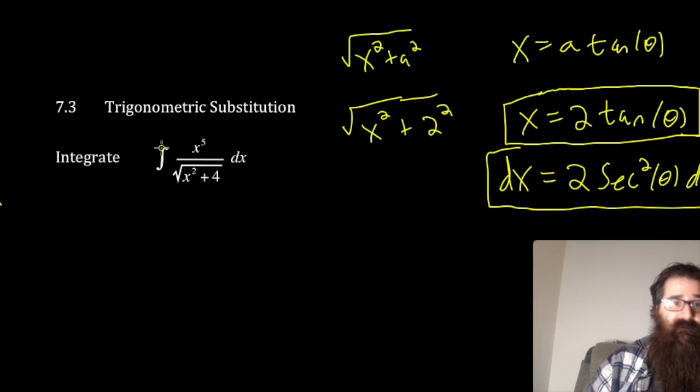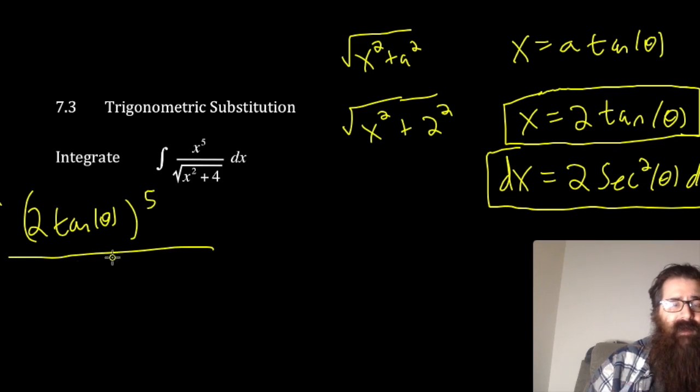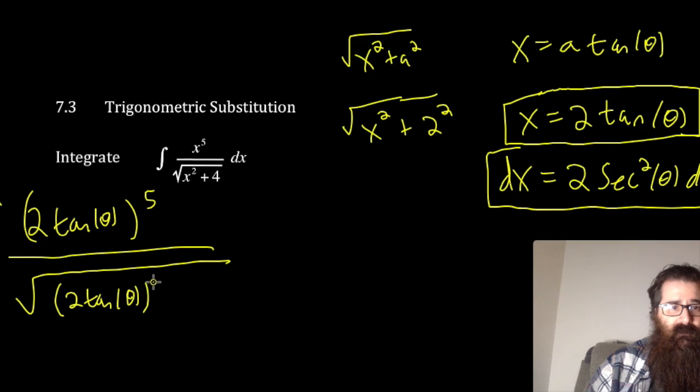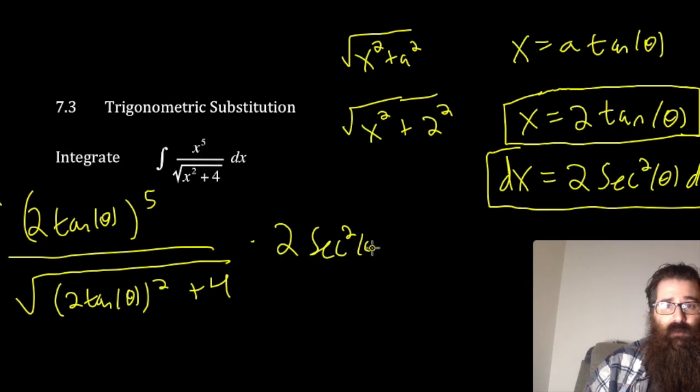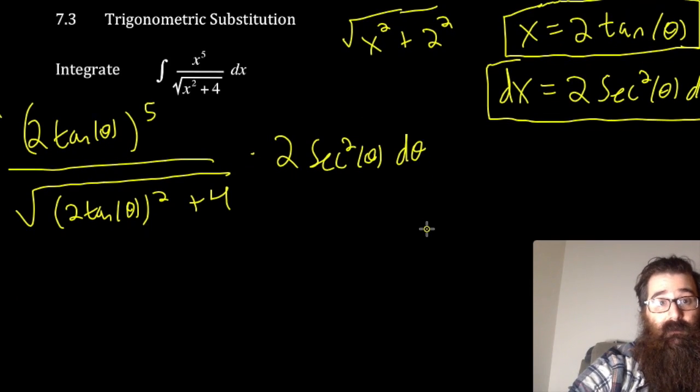Got the antiderivative of, instead of x to the 5th, that's going to be 2 tangent theta all to the 5th, divided by square root of, I want x squared, so that's 2 tangent theta squared, and then plus 4 is under there as well. And then the dx, I can replace dx, but I have to replace it not just with d theta. There's a lot more than that. I can replace it with 2 secant squared theta d theta. And it's looking good. Everything's looking really good.